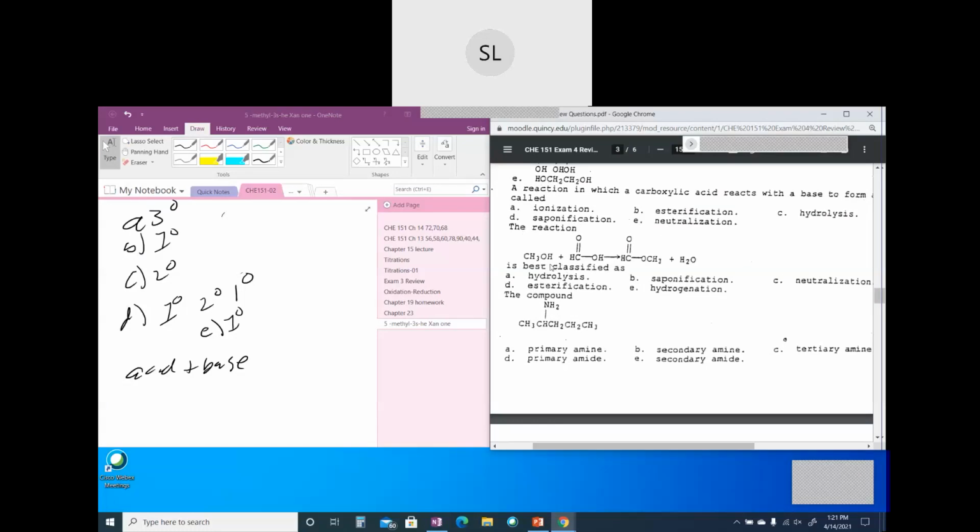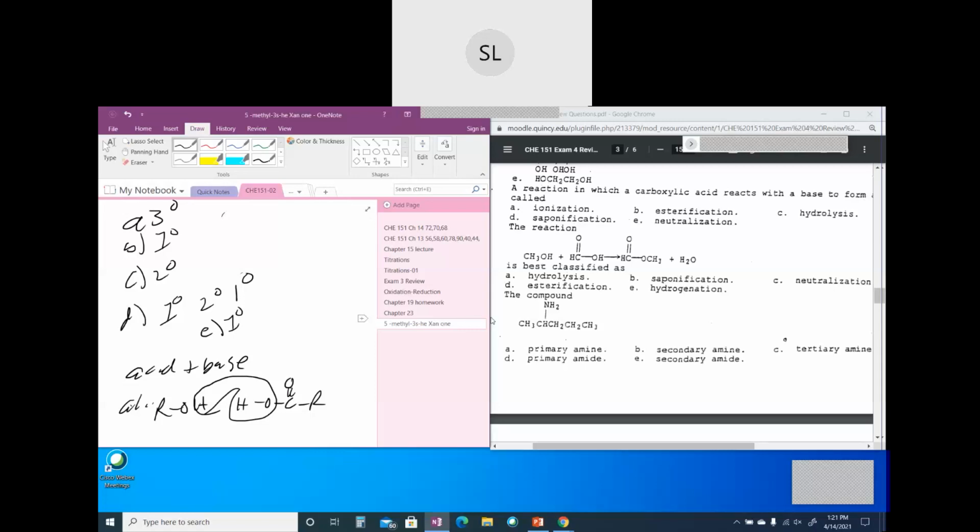This reaction, where we have an alcohol, ROH, with a carboxylic acid, HOC double bond OR, what you're going to get here is you're going to lose water, and you're going to get an ester, and so they give you that structure of the ester. And so when you make an ester, that is called an esterification.